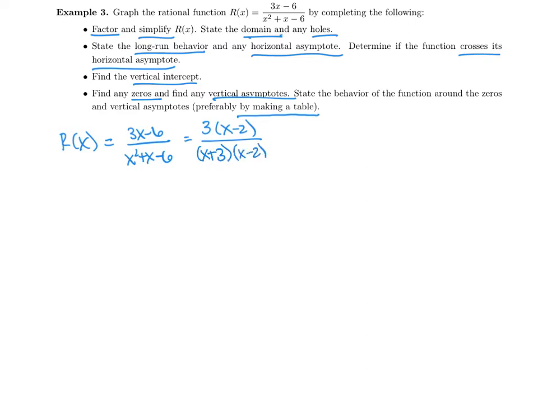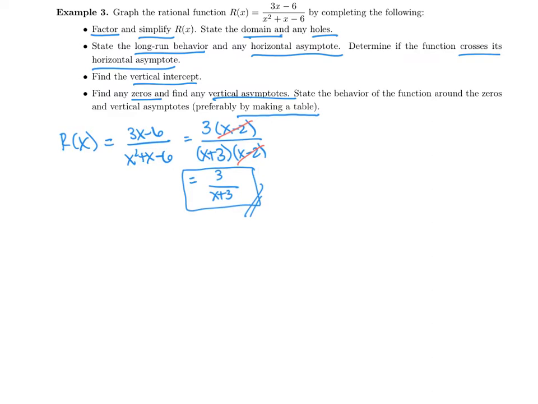Oh, and you'll notice we have something in common. Something does cancel out. It's going to be those x minus 2's. Lovely. So when we cancel those out, we're going to be left with 3 over x plus 3. And this is the problem that we're going to be using throughout the rest of the problem. The only thing we're going to need that x minus 2 for is to figure out the hole. So that's the next piece we're going to do.